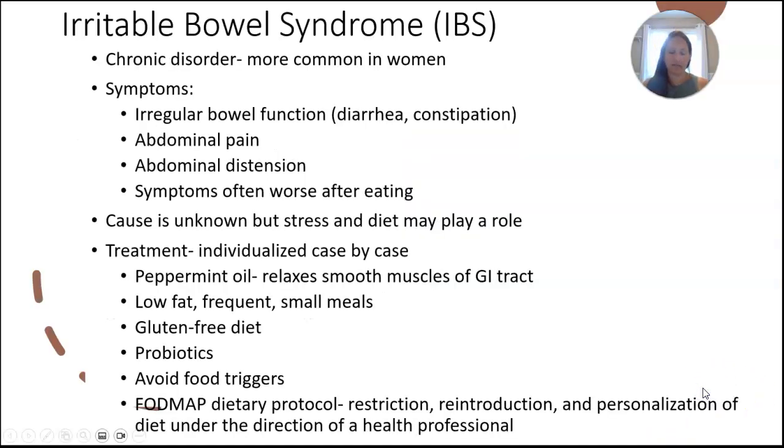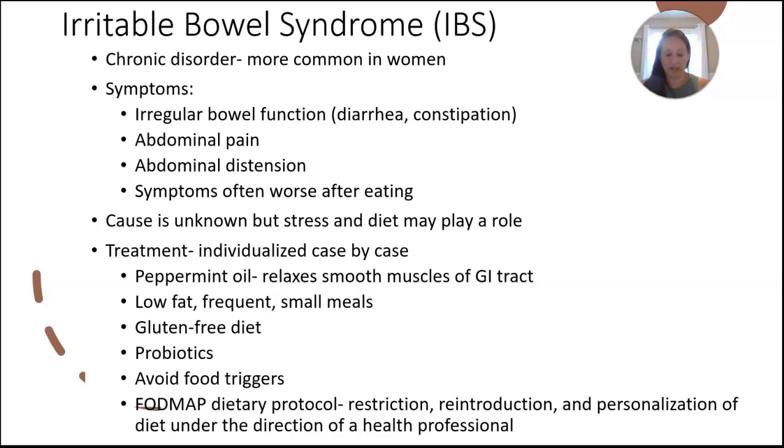Okay, IBS, irritable bowel syndrome. This is a chronic disorder. It's more common in women. Symptoms: irregular bowel functions, could be diarrhea, could be constipation, abdominal pain, abdominal distension, so sticking out of the abdomen. Symptoms often worsen after eating. The cause is unknown, but we think that stress and diet probably play a role.